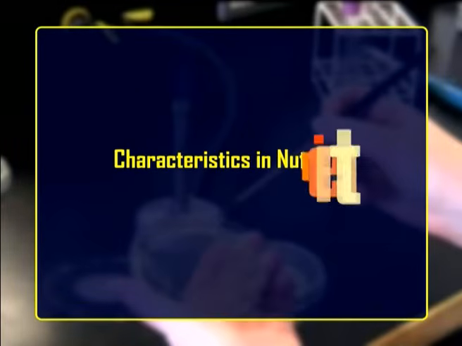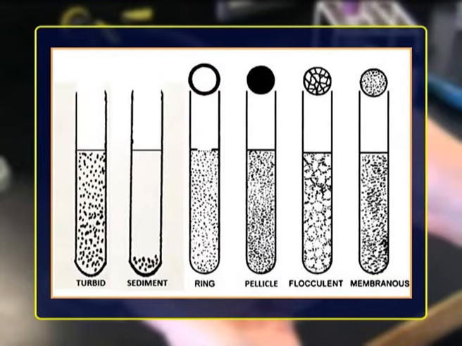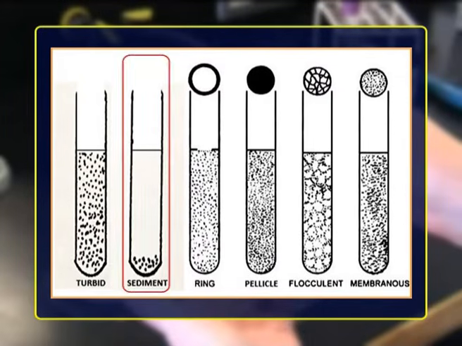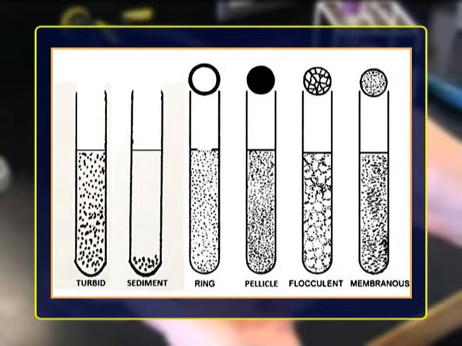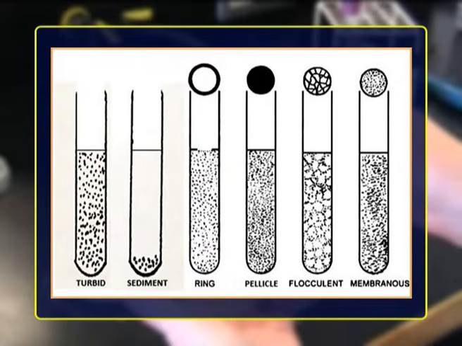Now the characteristics in nutrient broth cultures. Uniform fine turbidity: finely dispersed growth throughout. Sediment: concentration of growth at the bottom of the broth culture, which may be granular, flaky, or flocculent. A ring: a film of growth clings to the test tube in the form of a ring at the liquid-air interface, requiring oxygen. Pellicle: thick pad-like growth on the surface.